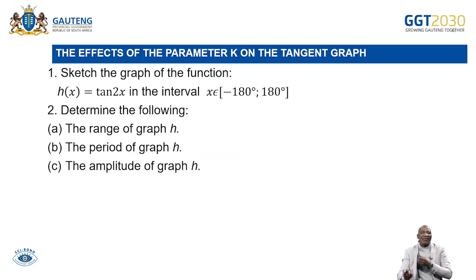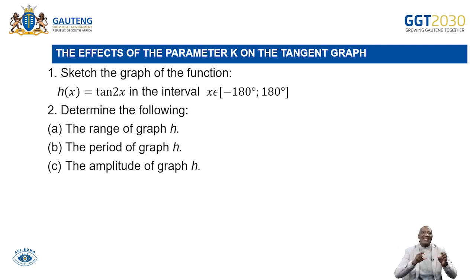Right, let's move on to the last graph, wherein we are using our tangent function. It says sketch the graph of f of x equals tan 2x in the interval x element of negative 180 to 180. I've deliberately restricted myself on the domain negative 180 to 180 for some reasons. Otherwise, if I maintain negative 360 to 360, it's going to be too many angles involved.